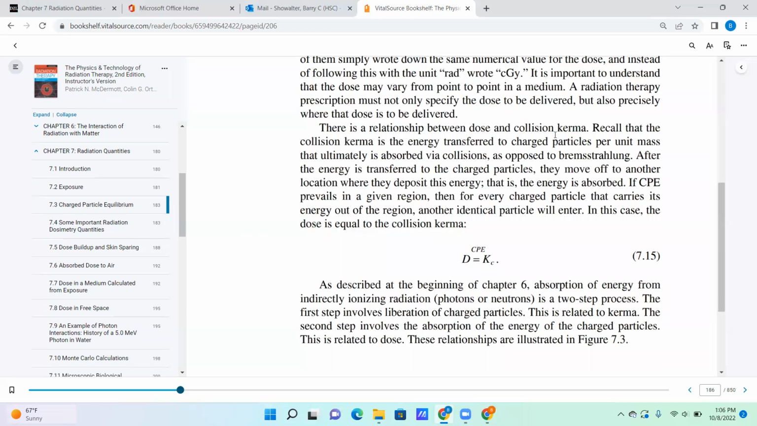So there's a relationship between dose and collision kerma. Recall that the collision kerma is the energy transferred to charged particles per unit mass that ultimately is absorbed via collisions, as opposed to Bremsstrahlung. After the energy is transferred to the charged particles, they move off to another location where they deposit this energy. That is, the energy is absorbed. So if CPE prevails in a given region, then for every charged particle that carries its energy out of the region, an identical charged particle will enter. In this particular case, when CPE holds, the dose is equal to collision kerma.